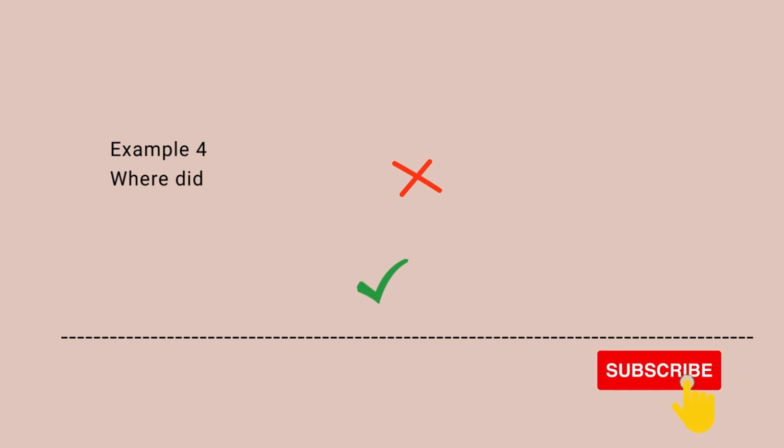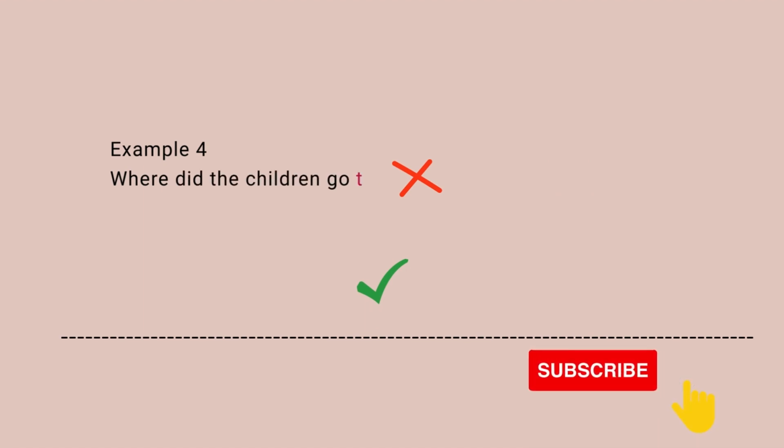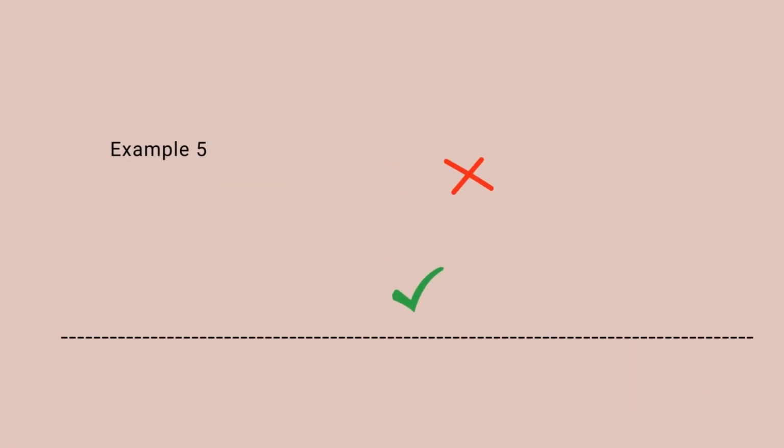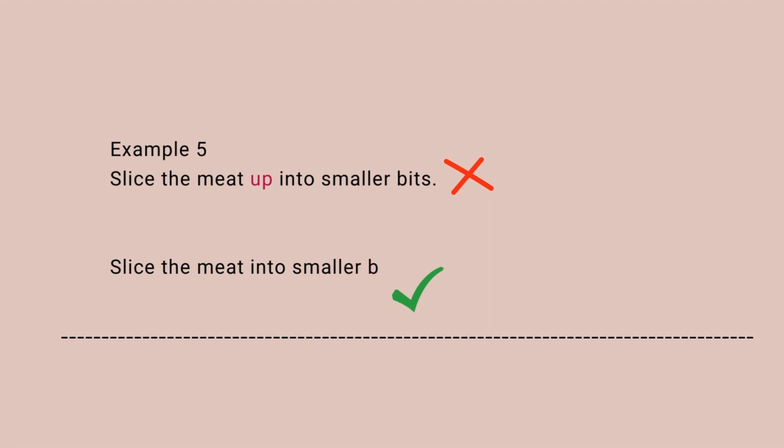The fourth example: where did the children go to? We don't need to at the end of this sentence, and so the sentence should read: where did the children go? The next example: slice the meat up into smaller bits. We don't need up here, so the sentence should read: slice the meat into smaller bits.